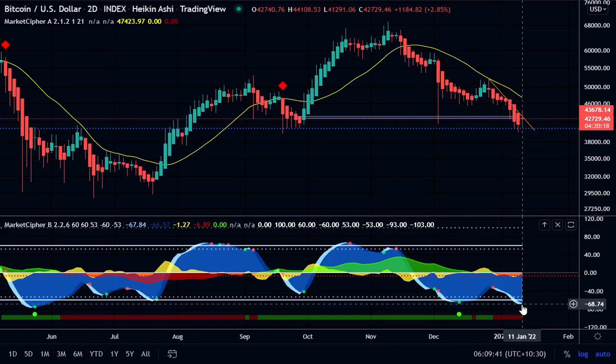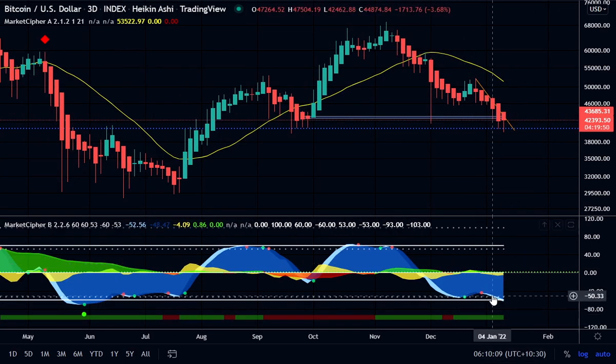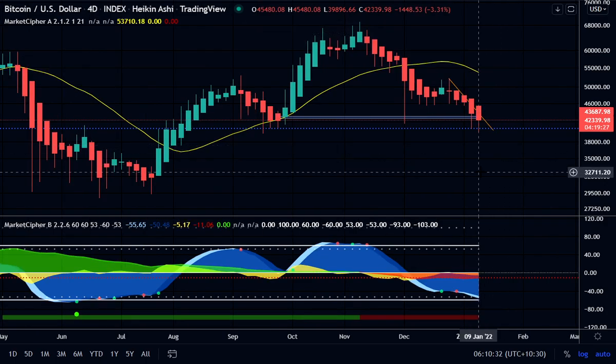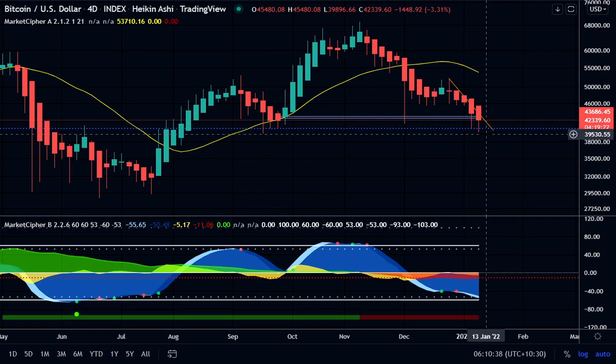The 2-day is looking to make a green dot now. This is closing off on the blue wave. We do open a new candle in a few hours. It's likely we are going to see a green dot on that one. The 3-day will also open a new candle in a few hours. We might be getting close to a green dot. We'll have to see how it is when it opens. And even the 4-day opens a new candle in a few hours.